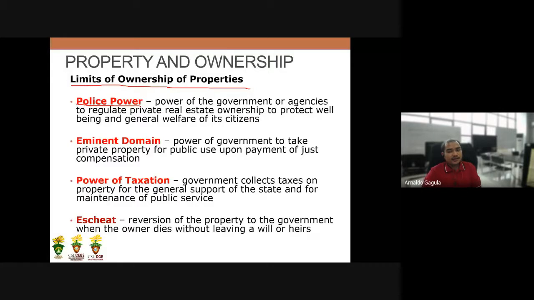Though you have all the freedom supposedly in owning property, you can do all. Pero maulagi naman tayo police power, so i-regulate mo na siya ni government. Siyempre, para dili makadistorbo sa uban. Reasons. Next is the eminent domain.